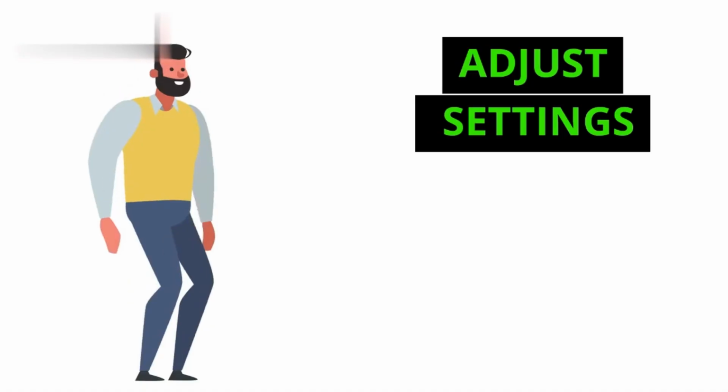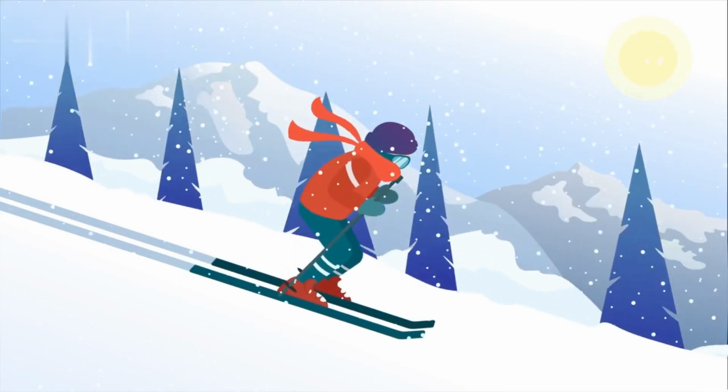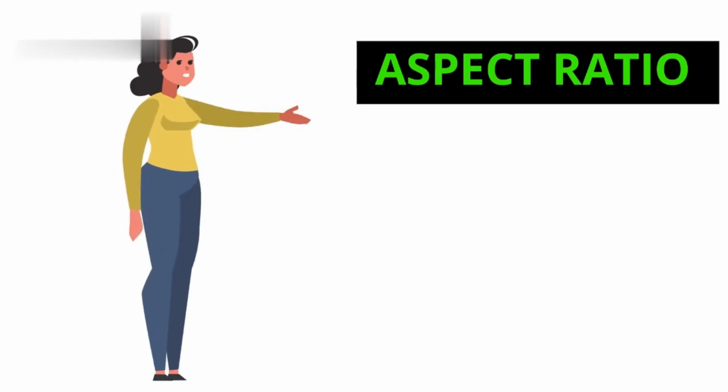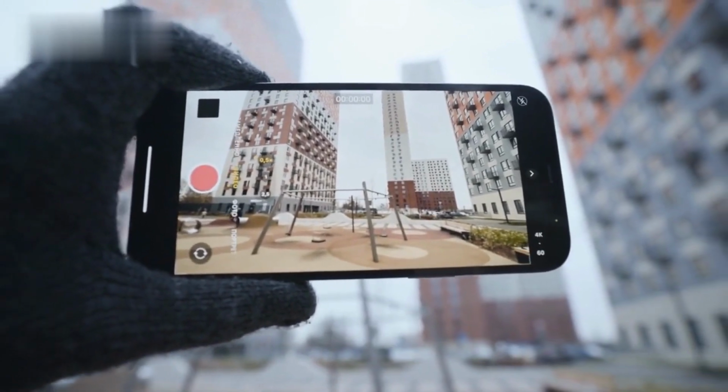Step 5. Adjust settings. Fine-tune the animation by adjusting Intensity, how strong or subtle you want the animation to appear. Duration, set the length of the video from 5 to 10 seconds. Aspect ratio, choose between square, landscape, or portrait modes. These settings help personalize the video to your needs.